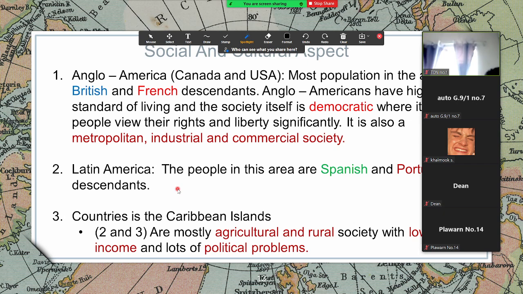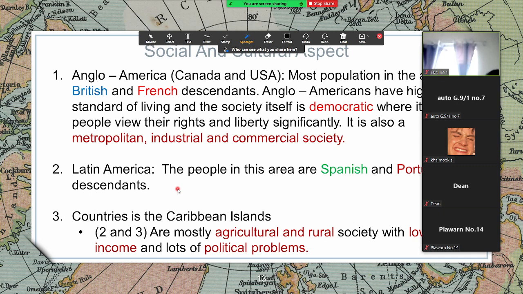These countries are like Mexico, Belize, Costa Rica, El Salvador, Guatemala, Honduras, Nicaragua, and Panama. These countries are called the Latin Americas, and their population is mostly of Spanish and Portuguese descendants. But when they say descendants, it's only their ancestors, and they are of course already citizens of their own respective countries.